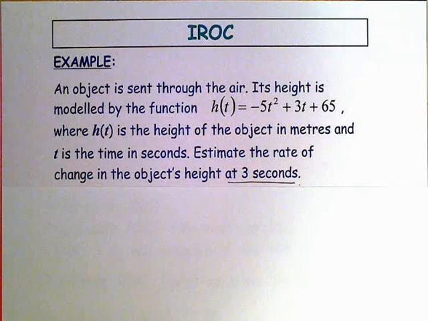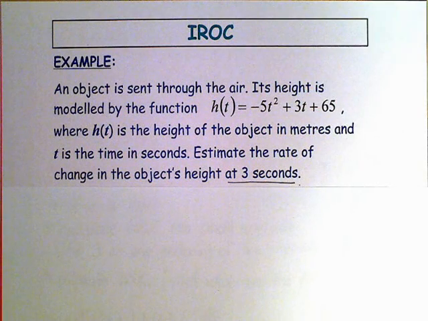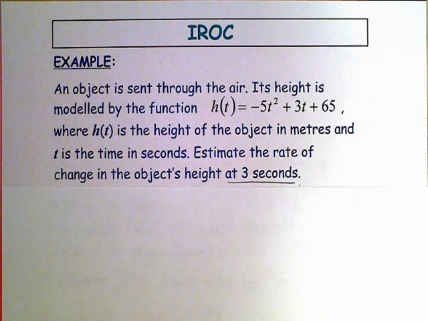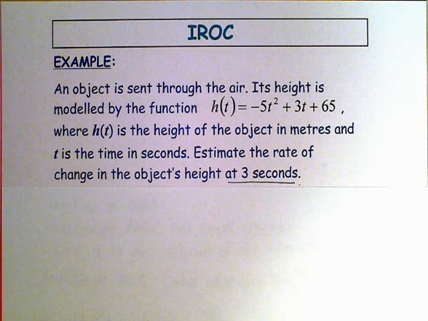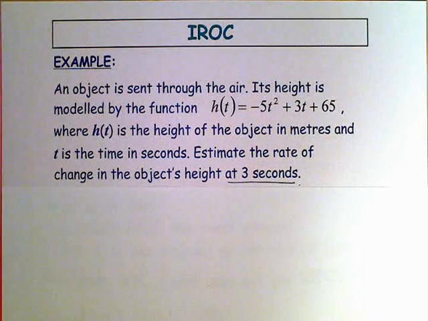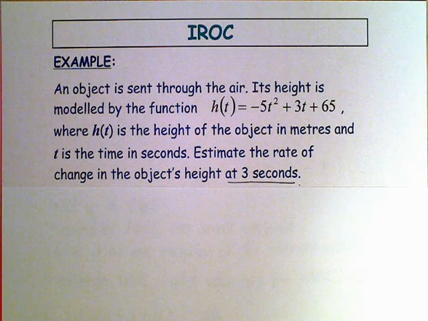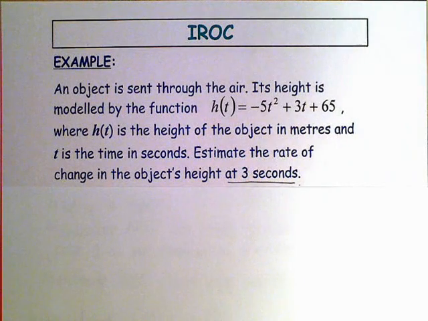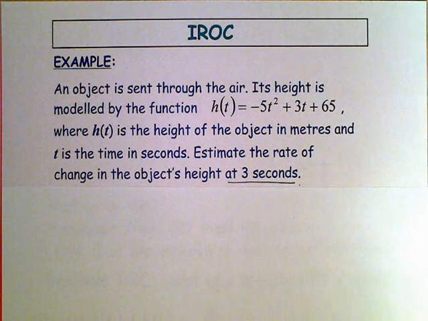So for the example, it says, an object is sent through the air. Its height is modeled by the function h of t equals negative 5t squared plus 3t plus 65, where h of t is the height of the object in meters and t is the time in seconds. So we're looking at height versus time. And then it says, estimate the rate of change in the object's height at 3 seconds.